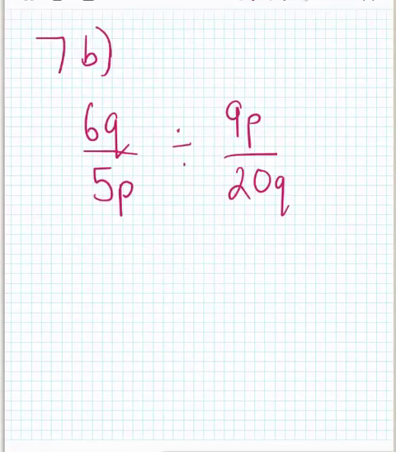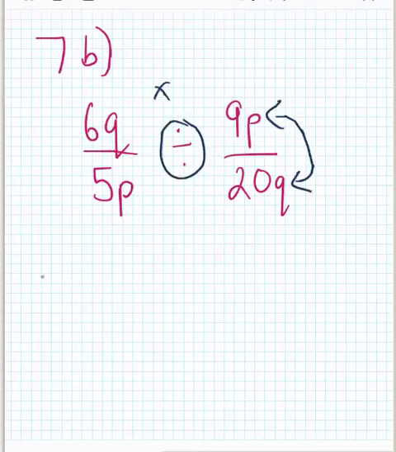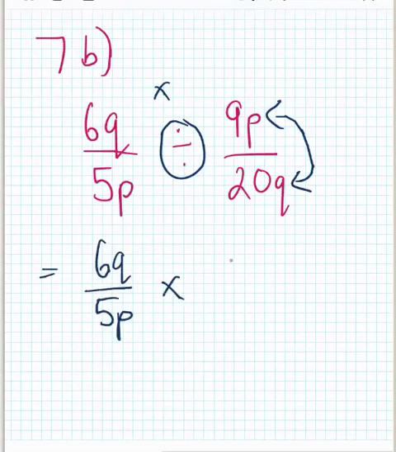Our next one, once again, we have fractions and we have division. So we know the first step, turn this to times, we swap the right hand side. So we have now 6q over 5p times 20q over 9p. And now simplify what we can before we multiply. I've got, unfortunately, both my q's are on top and both my p's are on top. So I can't simplify them, but I can simplify my numbers.